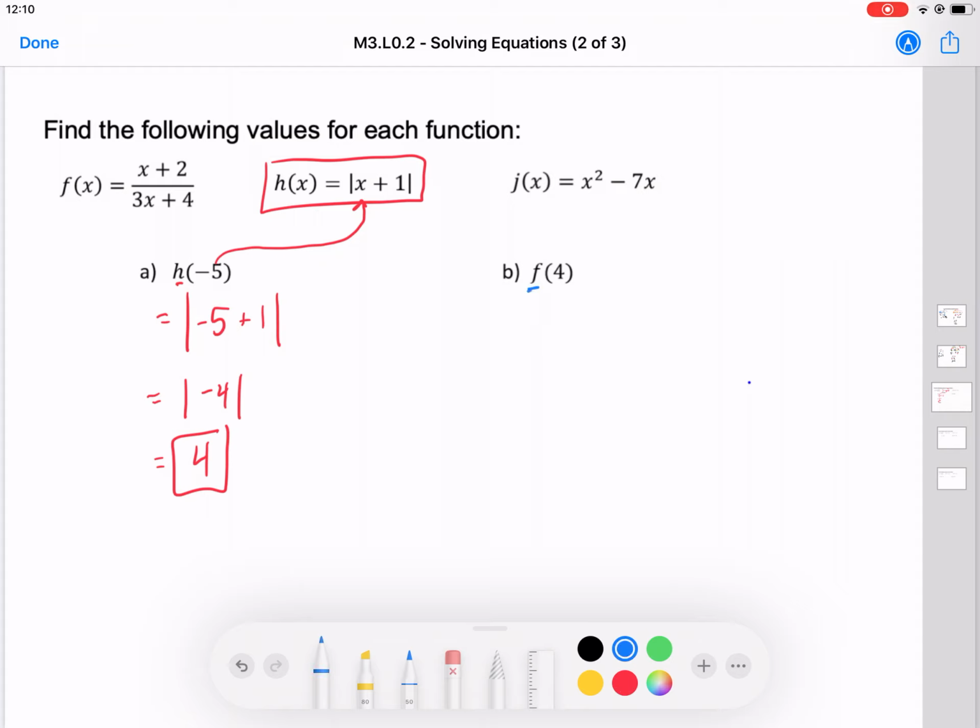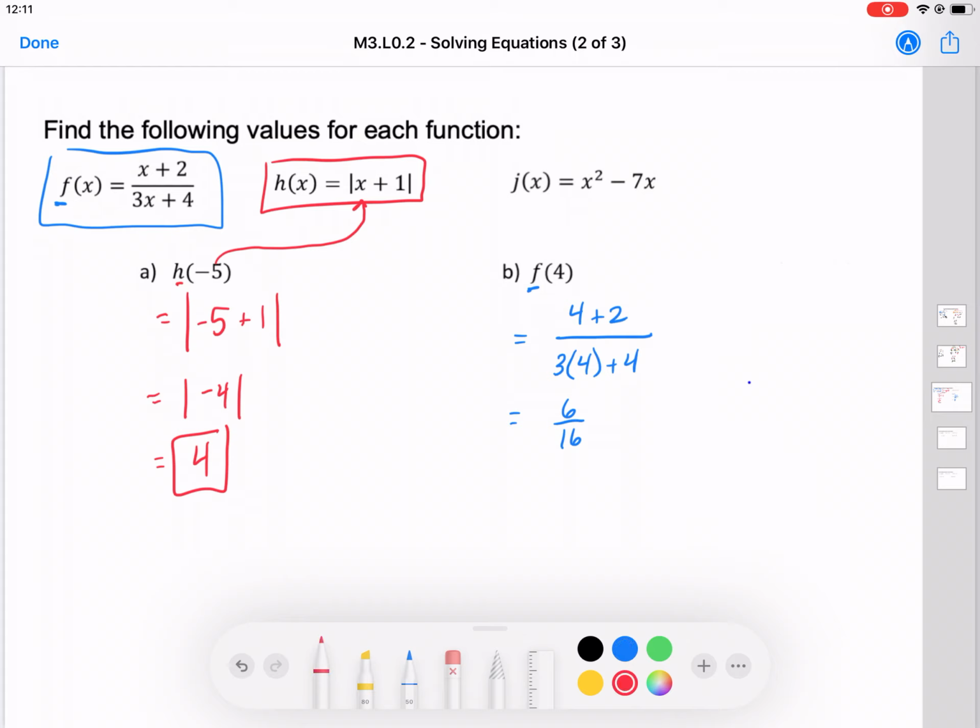Let's go ahead and do the next one. So f, we're doing f this time, so we're using this function right here. And this time we're placing 4 in for x. So we've got 4 plus 2 over 3 times 4 plus 4. I like to evaluate the top first, so 4 plus 2 is 6. Then I'm going to evaluate the bottom. 3 times 4 is 12, plus 4 is 16.